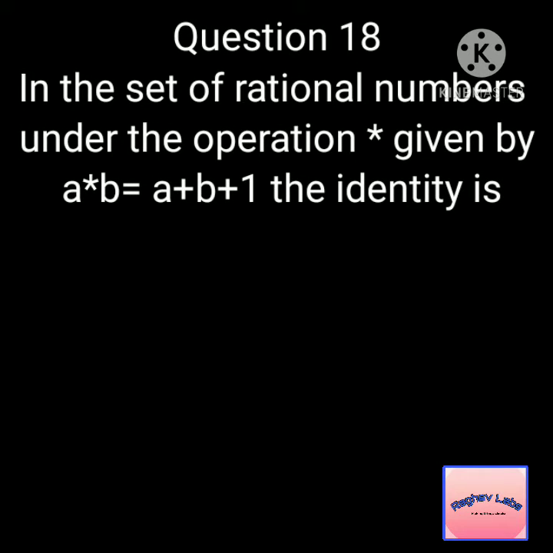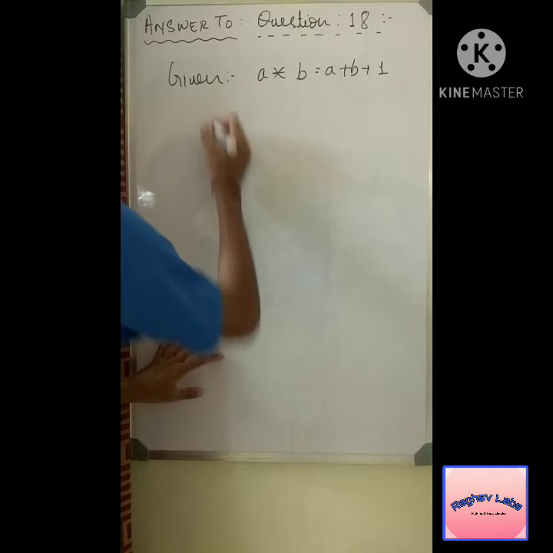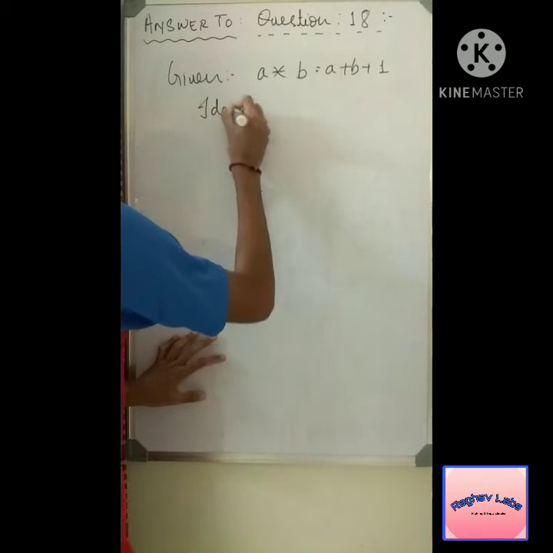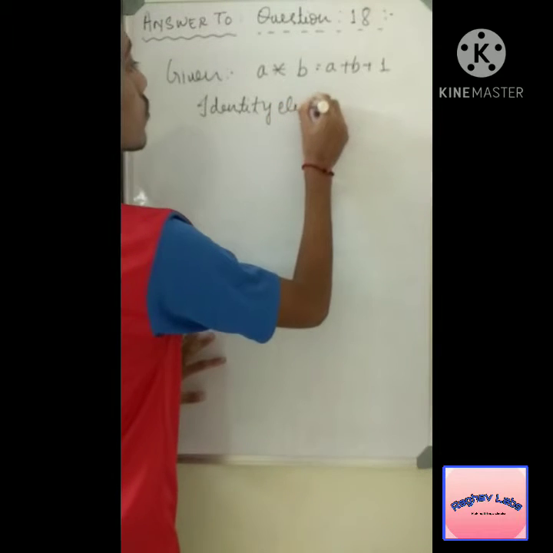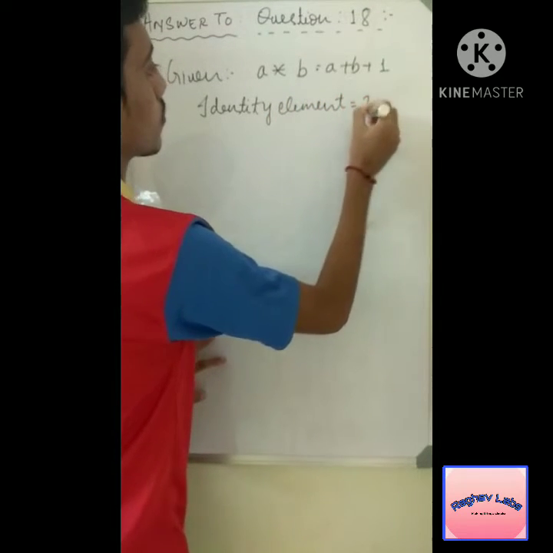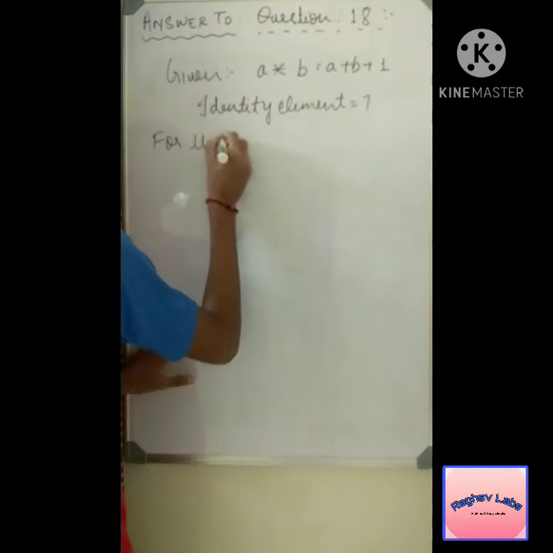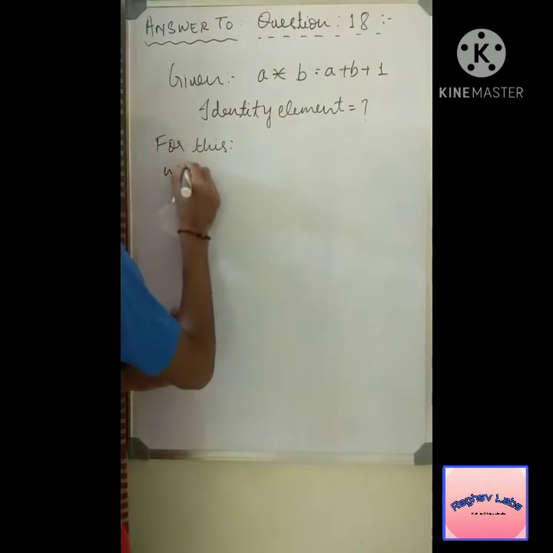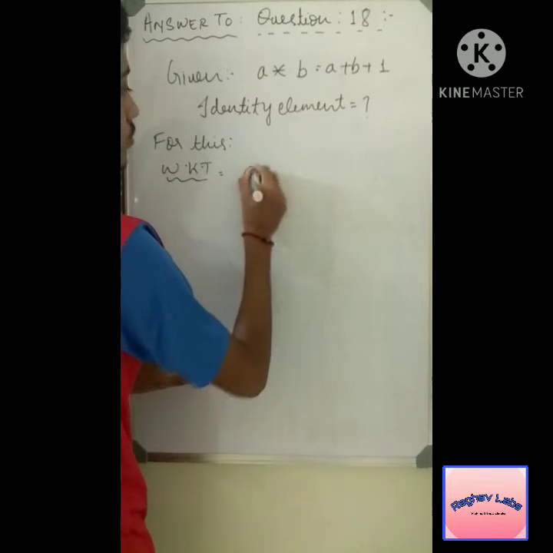In the set of rational numbers, under the operation star given by A star B is equal to A plus B plus 1, the identity is, the options are given as follows. So to solve this, we are given A star B is equal to A plus B plus 1. The identity element is question mark. Now we should find the identity element. So when you solve for the identity element, always take the identity element as E, right?